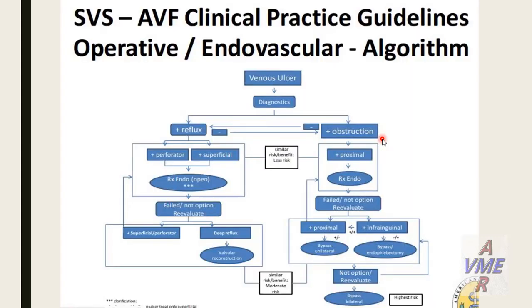Hello everyone, today we will resume our lecture on management of venous ulcer in the second part, treatment of etiology. This is the chart from the American Venous Forum guidelines about how to treat the different causes and etiology of venous ulcer, either reflux or obstruction.